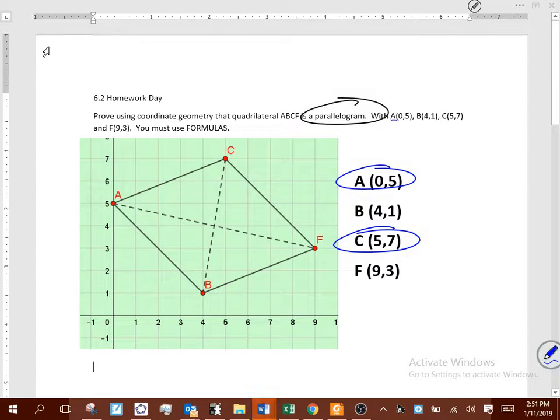You guys remember your slope formula? y2 minus y1 equals m times x2 minus x1. Or we can use that, right?